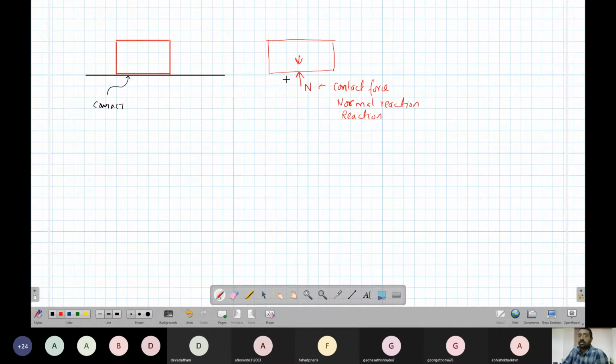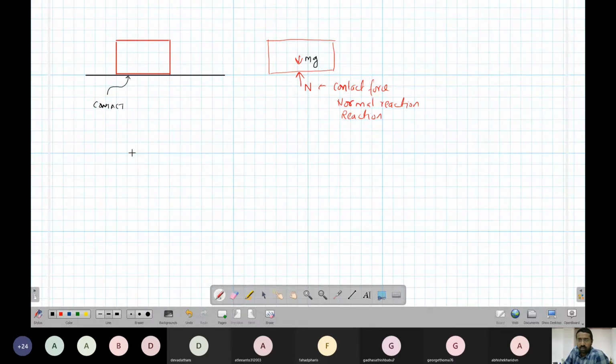Anything. Okay. So basically, this normal force is, let's say this is W. W is the weight, or let's say mass into acceleration due to gravity. Mg is the weight acting downward. N is the upward force. Okay. So this is what is happening to the box.